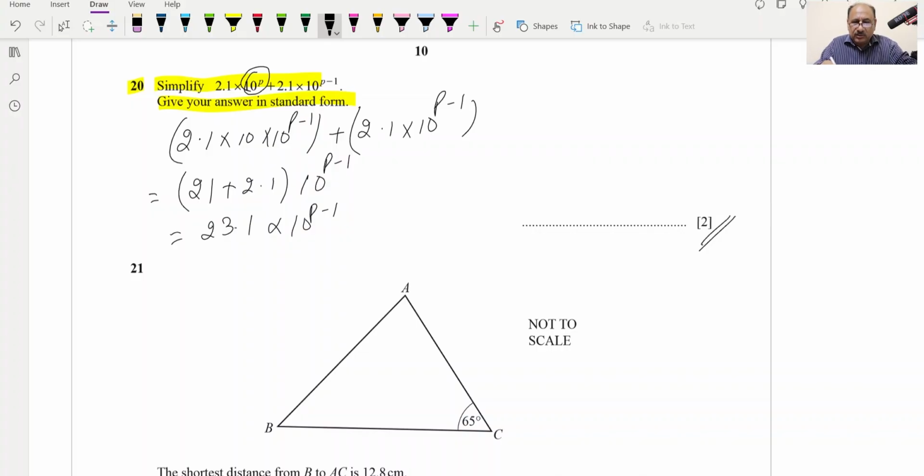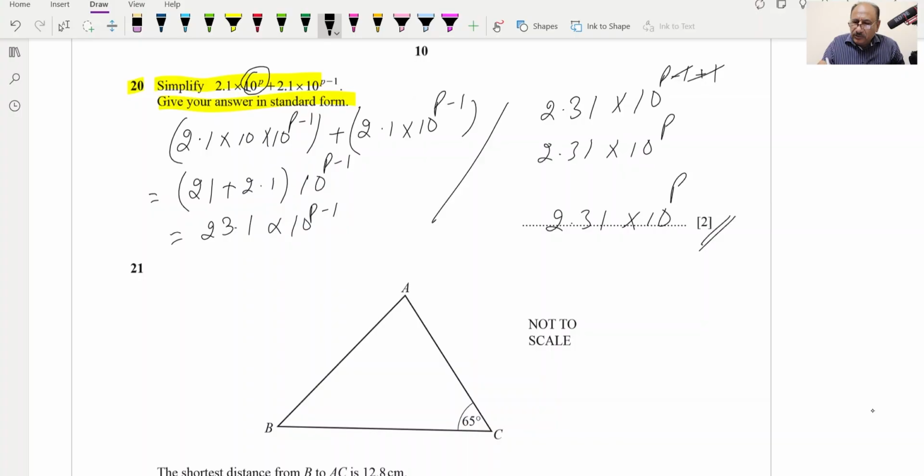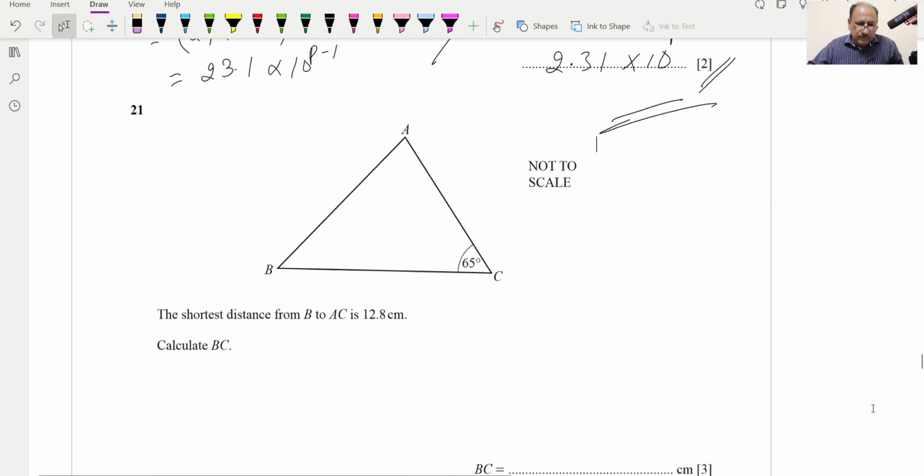So we can rewrite it as 2.31 into 10 raised to the power p minus 1 plus 1. So this will be cancelled. So 2.31 into 10 raised to the power p. This will be the final answer for this question. Hopefully you understood this. Now question number 21.